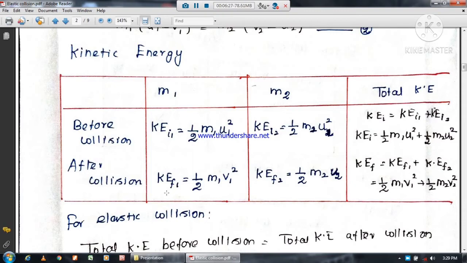So for the first body, the kinetic energy after collision is equal to 1 by 2 m1 v1 square. v1 is the final velocity of the first body. And for the second body, 1 by 2 m2 v2 square. v2 is the final velocity of the second body. So from this we can find the total kinetic energy. We just add these two, we get kinetic energy KEf is equal to 1 by 2 m1 v1 square plus 1 by 2 m2 v2 square.